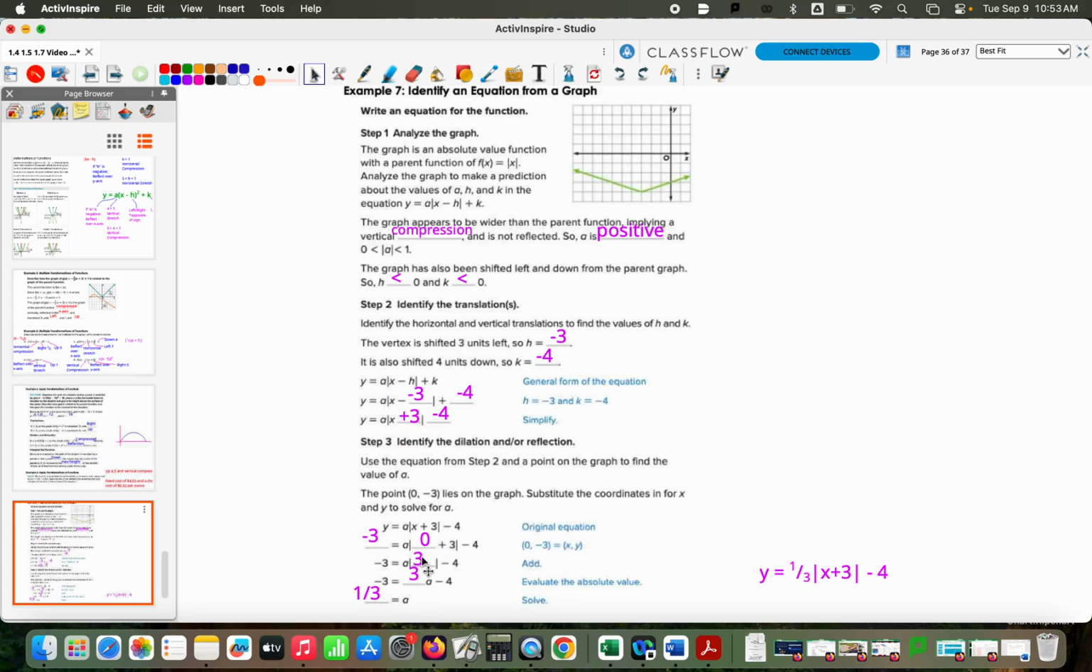0 plus 3 is still 3. The absolute value of 3 would just be +3 still. If you add the 4 over, you would get 1. And then divide by 3, you get 1/3. So putting it all together, going back to this step here, we know that we got an A value of 1/3, which does confirm that it has a vertical compression that's a little bit wider going here. And there's my whole equation.